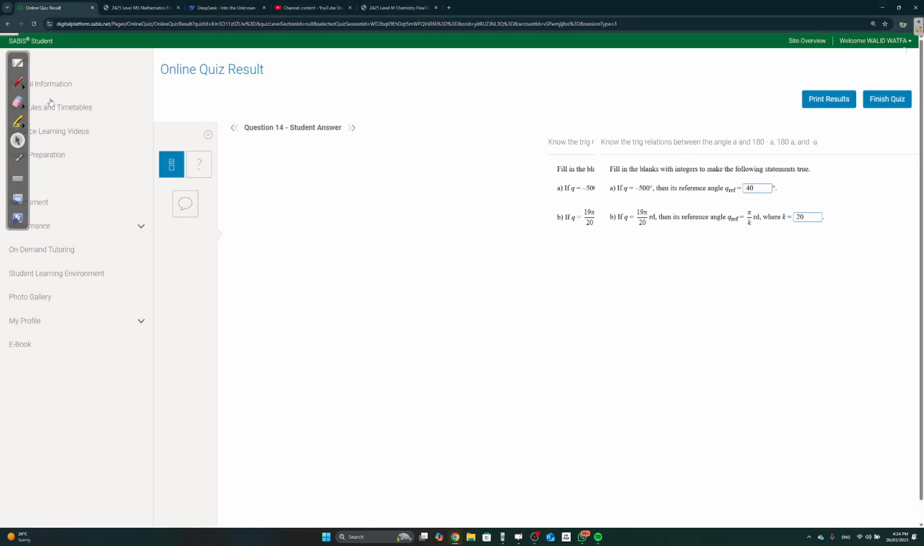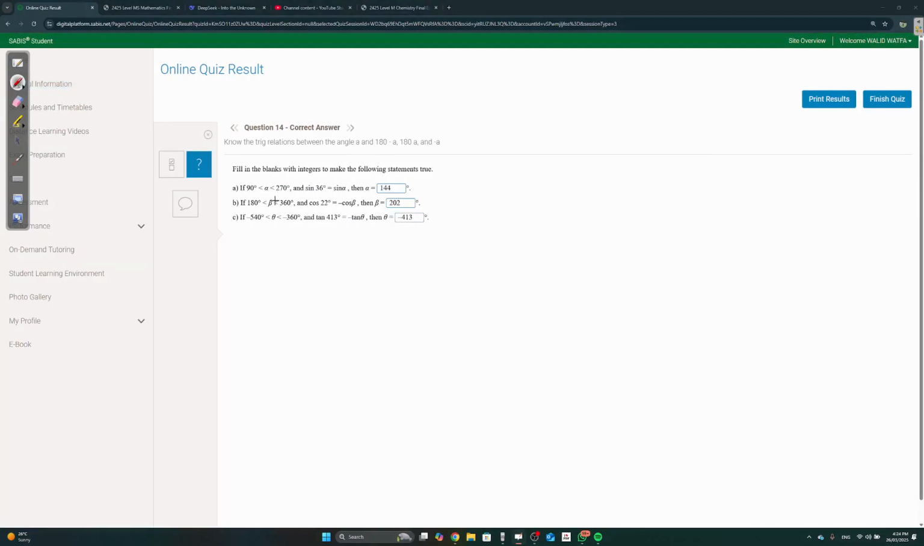Question 14. If alpha is in between 90 and 270 and sine 36 is equal to sine alpha, then alpha is equal to what? Let's see. Okay, this is basically like finding the other solution. How do you find another solution for sine? 180 minus. There you go.